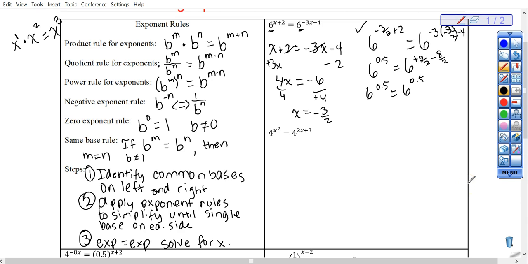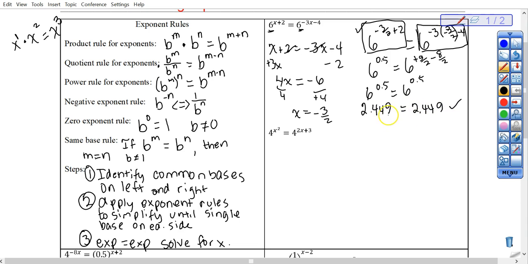So 6 to the negative 3 over 2 plus 2. Hang on, I'm going to pause because my calculator did something silly. Okay, so basically I plugged this into my calculator, and then I plugged this into my calculator, and what I got was 2.449 and some more numbers equals 2.449.